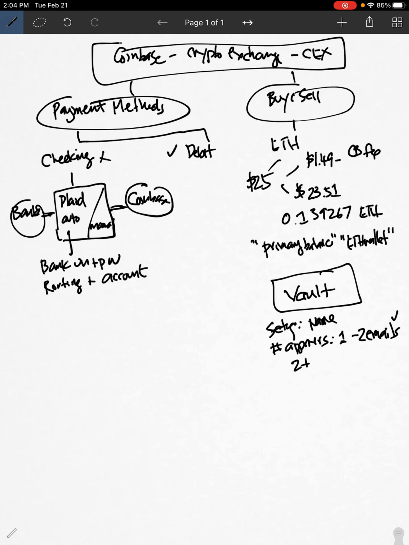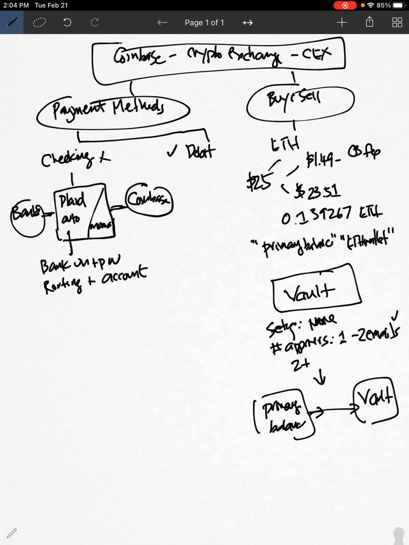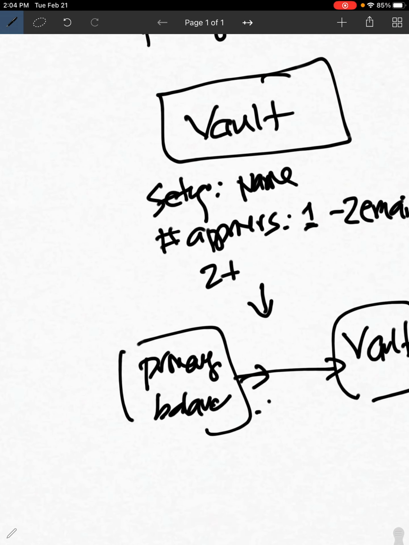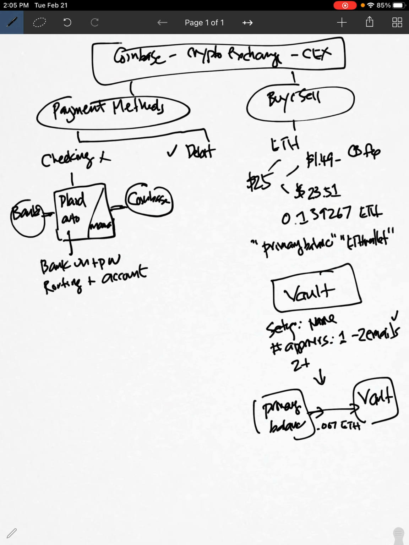And so once I set up the vault, the next step is that I transferred money from the primary balance, which is shown up there, and then transferred it into the vault. And I transferred 0.007 ETH, and then you'll see that later on. So now voila, I have my vault.